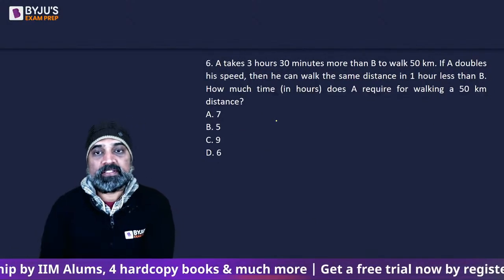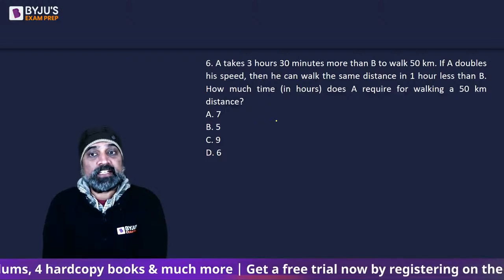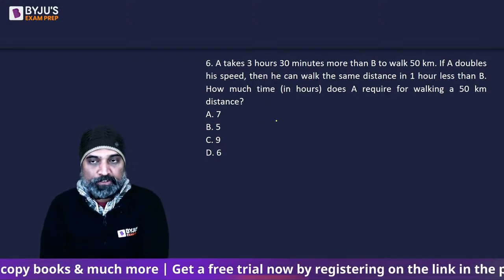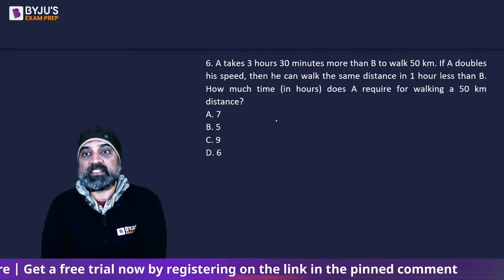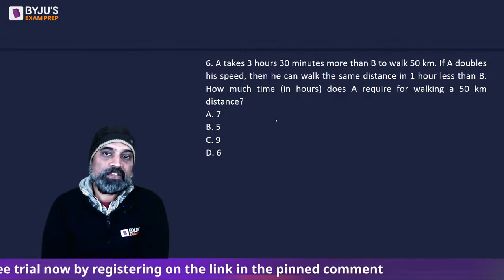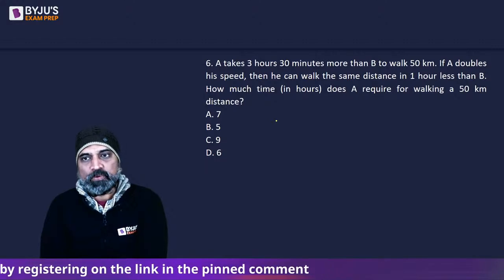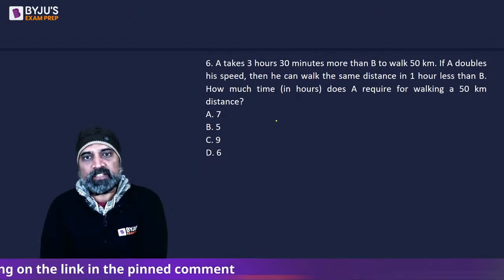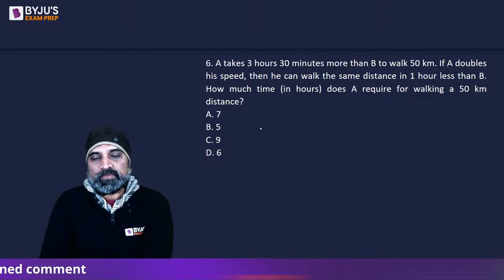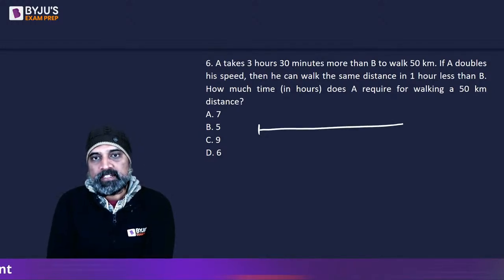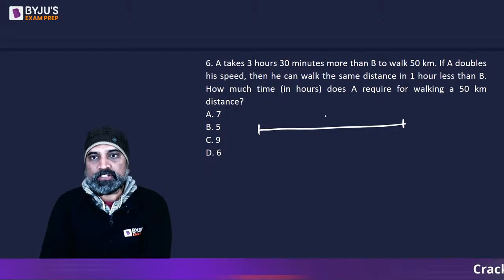Next question. A takes 3 hours 30 minutes more than B to walk 50 kilometers. If A doubles his speed, then he can walk the same distance in 1 hour less than B. How much time does A require for walking a 50 kilometer distance? So we are talking about a certain distance, right? Which is 50 kilometer distance.